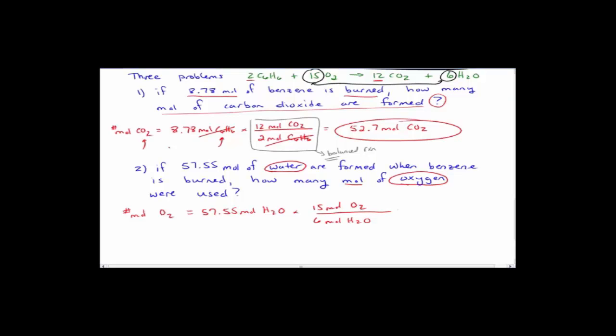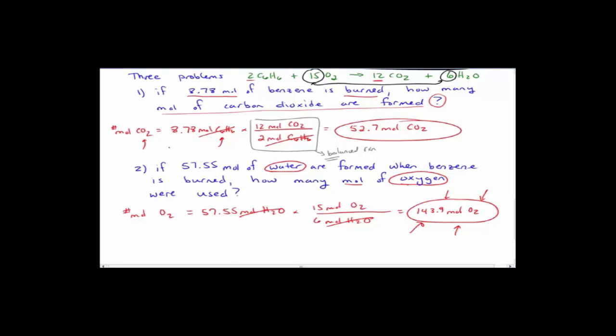I put the moles of water in the denominator so that they would cancel out with the moles of water I already had. If I take this, I'm going to get 57.55, multiply by 15, divide by 6, and I've got 4 digits, so 143.9 moles of oxygen were used. Now notice, I've circled my answer. You've got to get in the habit of doing that. That is very important so that I know what you want me to give you a grade for as you do problems like this.